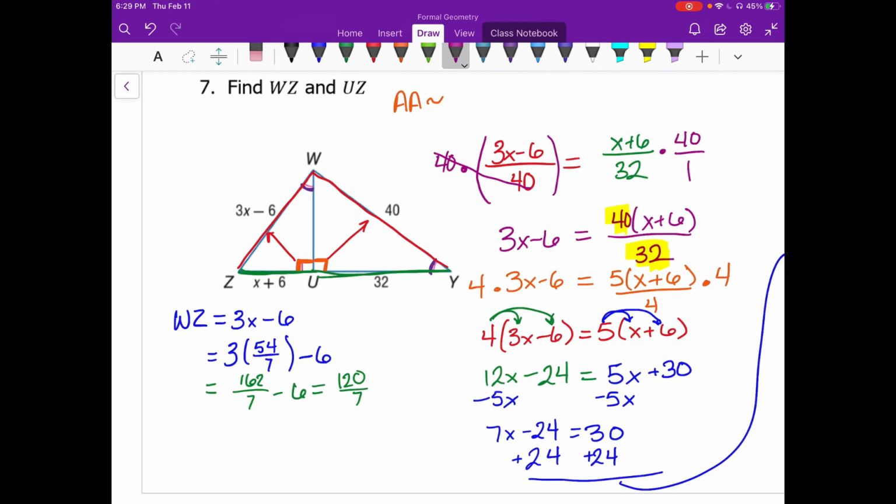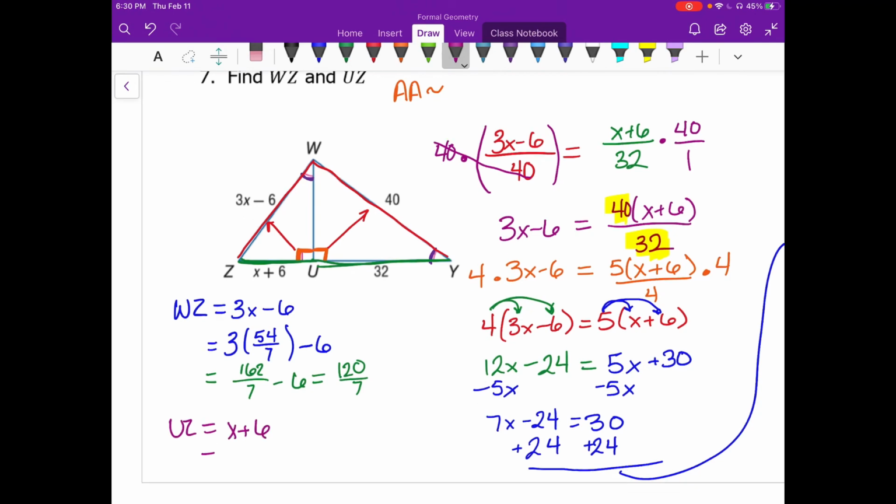Now we need to do it one more time and solve for UZ. UZ is equal to x plus 6. And x is 54 over 7, so plus 6 is equal to 96 over 7. So those are my answers. Not great, but again, could be worse.